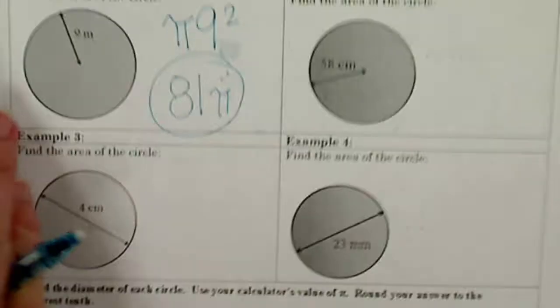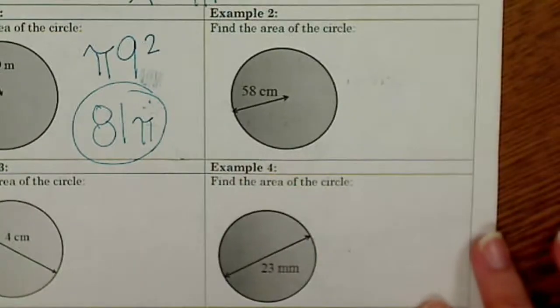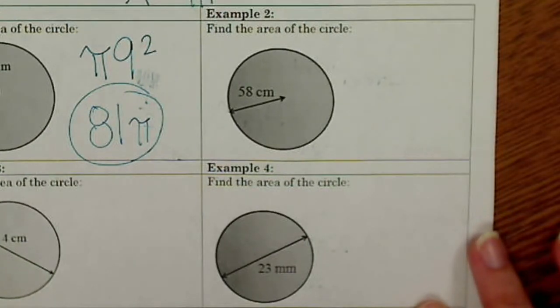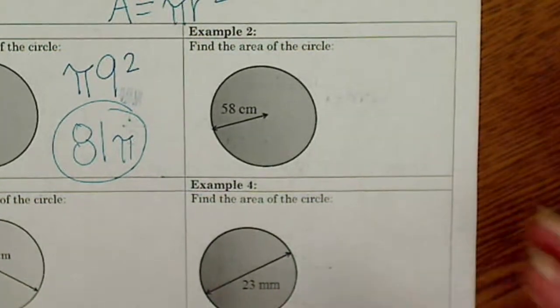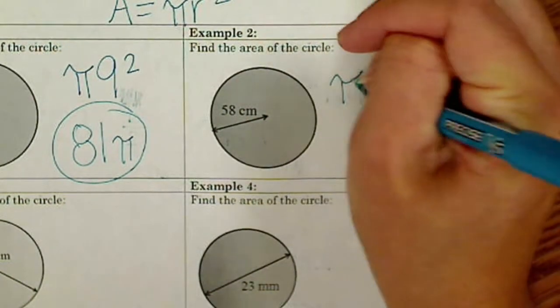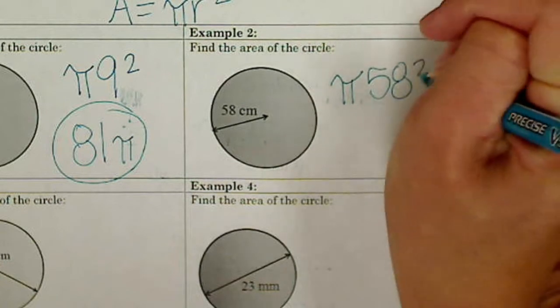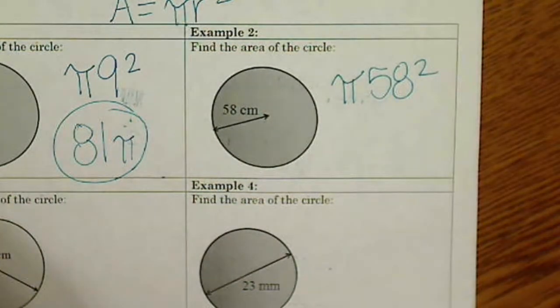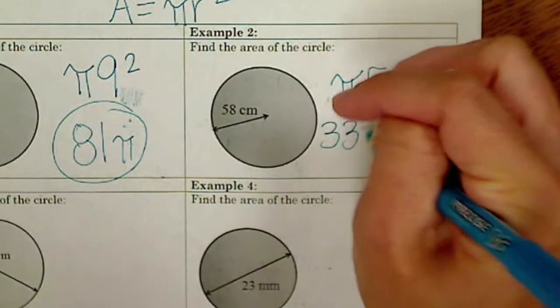Okay. Same for example 2. Find the area. So we need pi r squared. This is a radius, pi 58 squared. Type that into your calculator. You get 3364 pi.